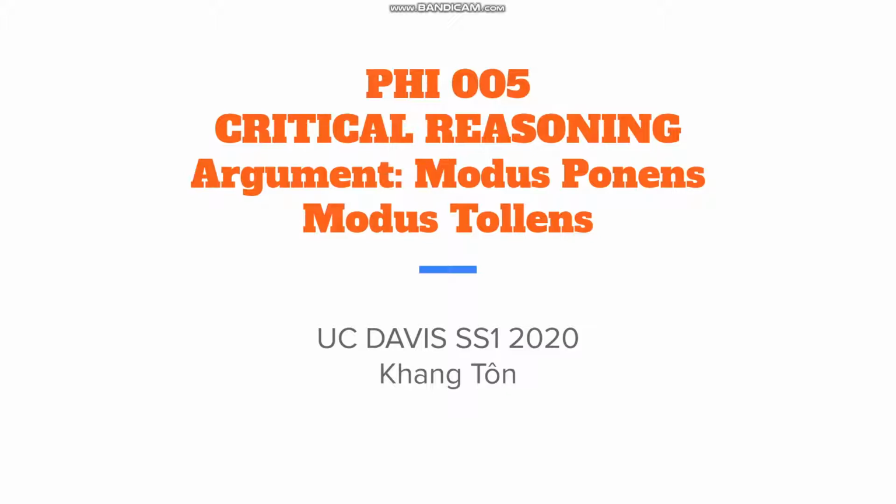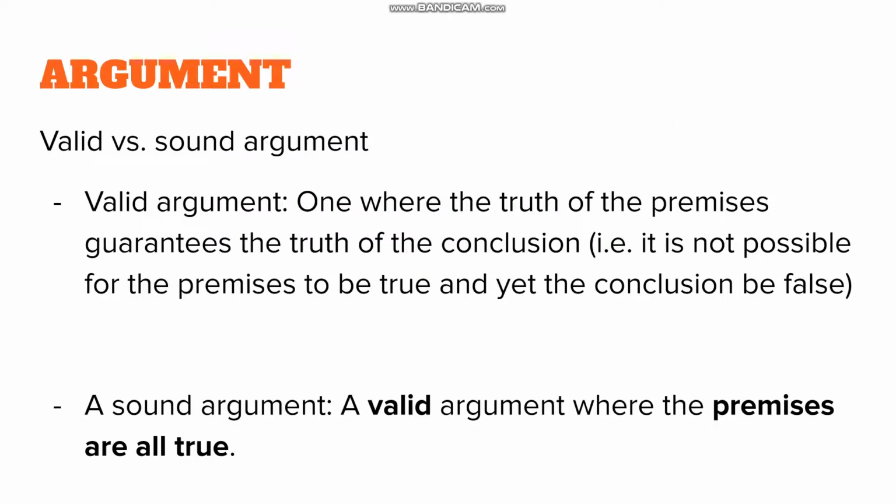The upshot of the last lecture was the distinction between valid argument and sound argument. A valid argument is one where the truth of the premises guarantees the truth of the conclusion. In other words, it's not possible for the premises to be true and yet the conclusion false. On the other hand, a sound argument is a valid argument where the premises are all true.